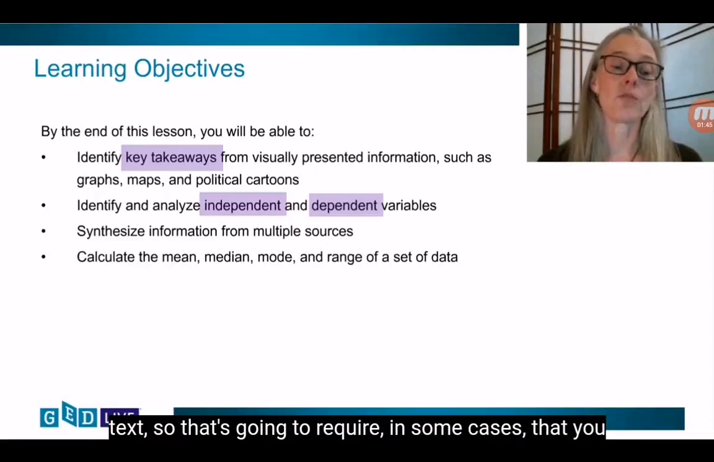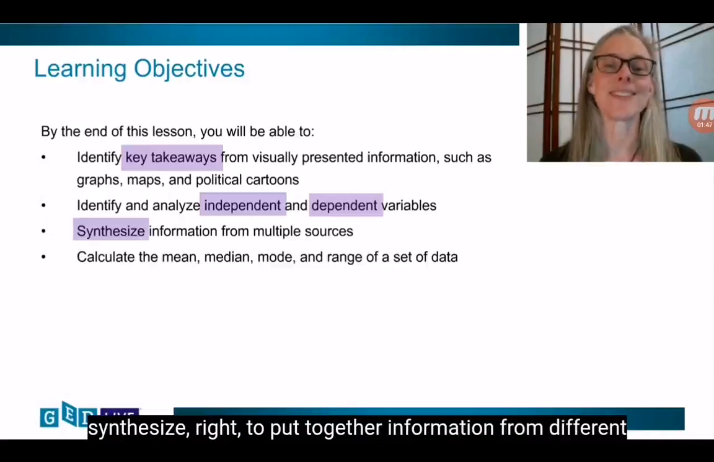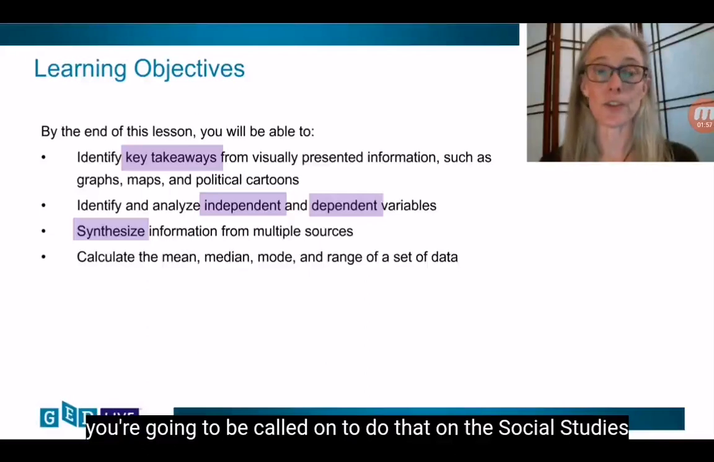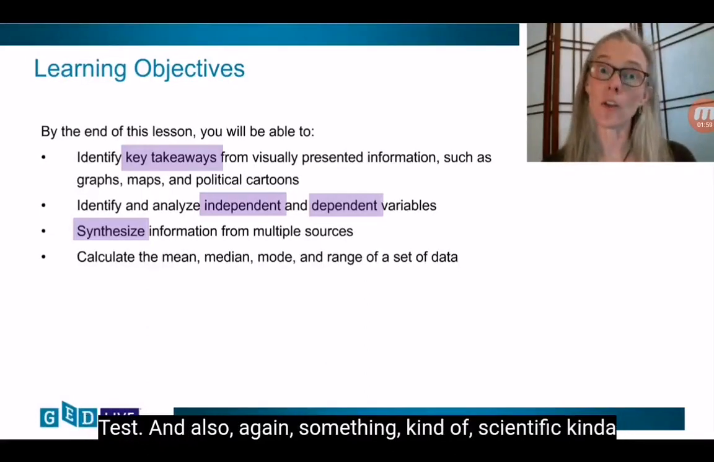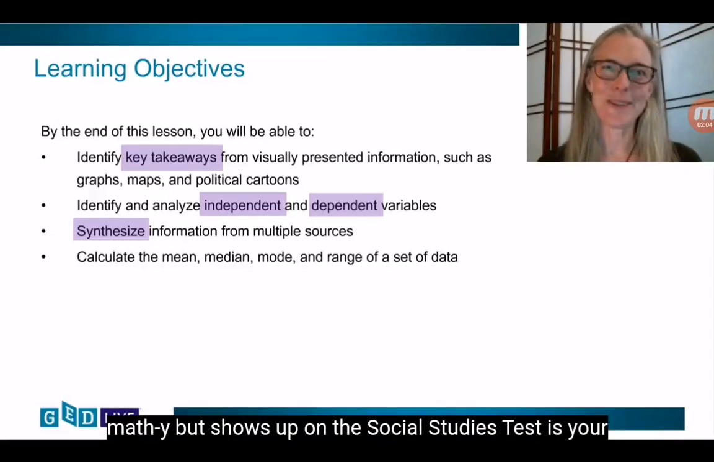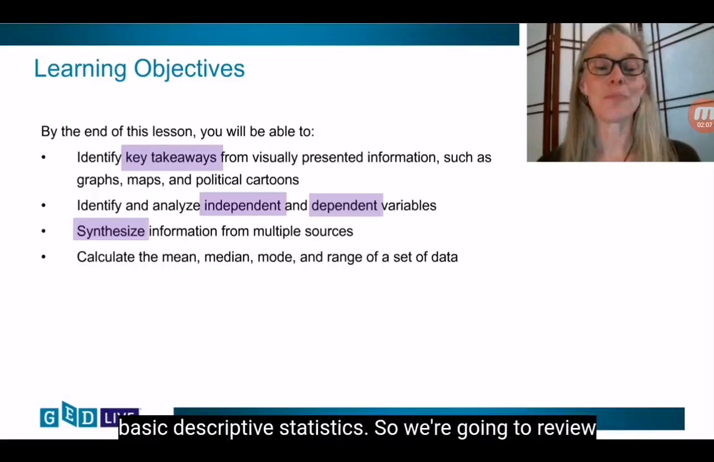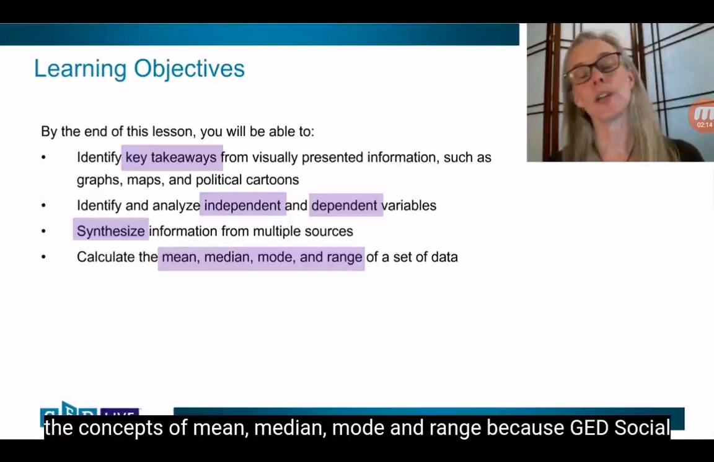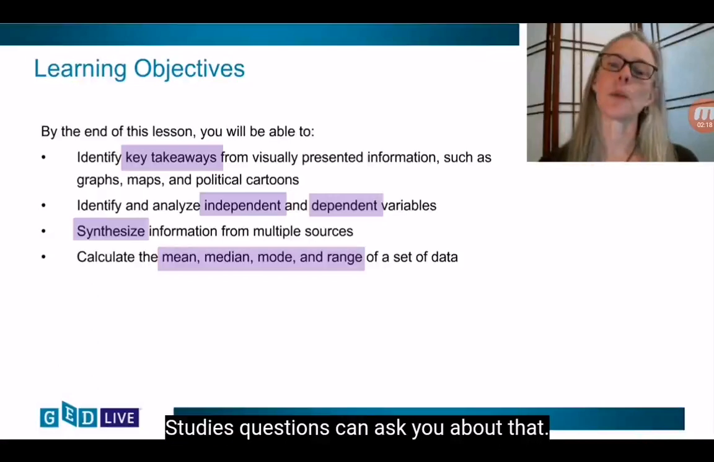So that's going to require, in some cases, that you synthesize, right? To put together information from different sources, whether it's two visuals or visual and text. You're going to be called on to do that on the social studies test. And also, again, something kind of scientific, kind of mathy, but shows up on the social studies test is your basic descriptive statistics. So we're going to review the concepts of mean, median, mode, and range because GED social studies questions can ask you about that.